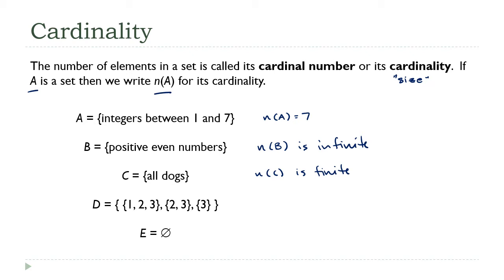All right, so how about D? This is my weird set from the last slide. Well, remember what we talked about. What are the elements of D? This set is an element. This set is an element. And this set is an element. There are 3 things in that set. It has 3 elements. So that is the cardinality. All right, and how about the last one? What is the size of the empty set? Remember I said the empty set is the set with no elements. There's nothing in it. So the cardinality of the empty set will be just 0.